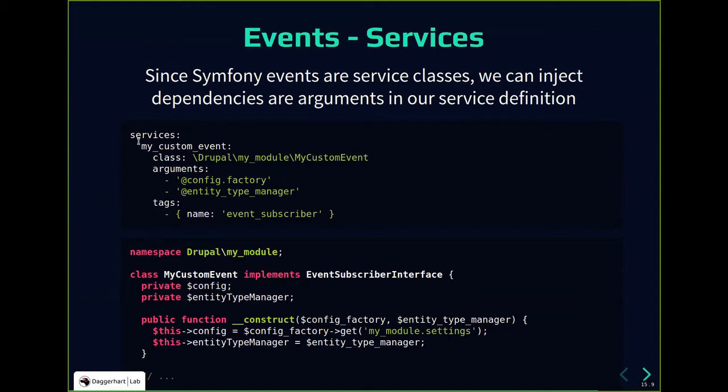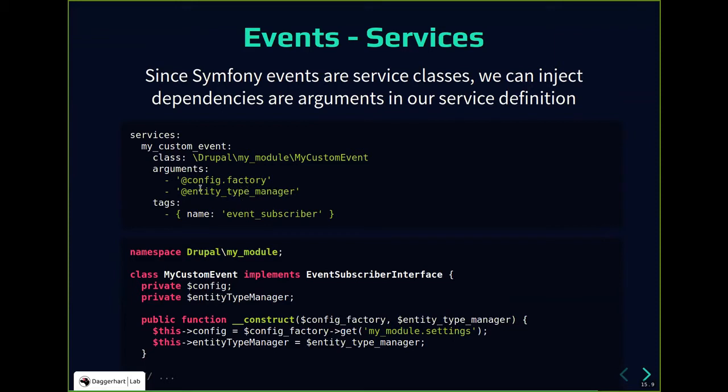So our events are defined as services, and they point to classes. These classes are what respond to the events. These classes are the subscribers to events. And since they're defined as a service, we can actually just pass in dependencies for our event as arguments into our event class directly.